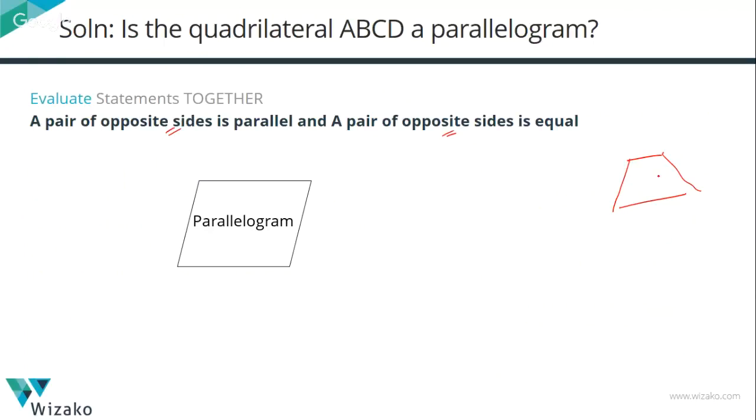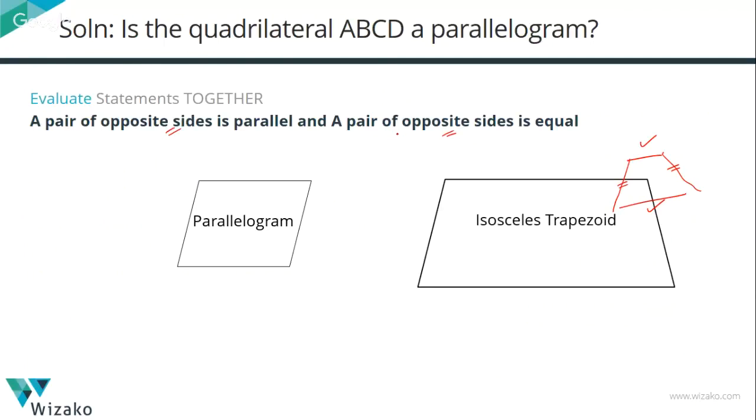For an isosceles trapezoid, these two opposite sides are equal. And these two sides, opposite sides are parallel. So from this information, it could either end up becoming a parallelogram or it could become an isosceles trapezoid. Despite combining, we still are not able to decide whether this quadrilateral is a parallelogram. So choice E is the correct answer to it.